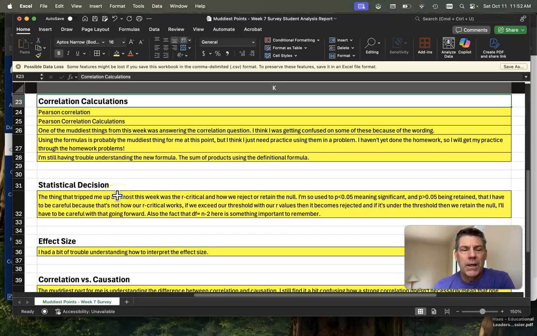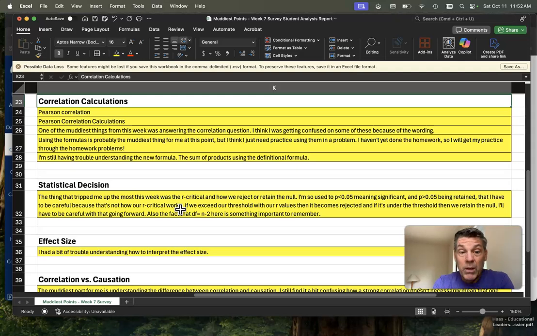As for this next one: the thing that tripped me up most this week was the R critical and how we reject or retain the null. I'm so used to using p less than 0.05 being significant and p greater than 0.05 being retained that I have to be careful, because that's not how our R critical works. If we exceed our threshold with our R values, then it becomes rejected. And if it's under the threshold, then we retain the null. I'll have to be careful with that going forward. And then also the fact that degrees of freedom is n-2.